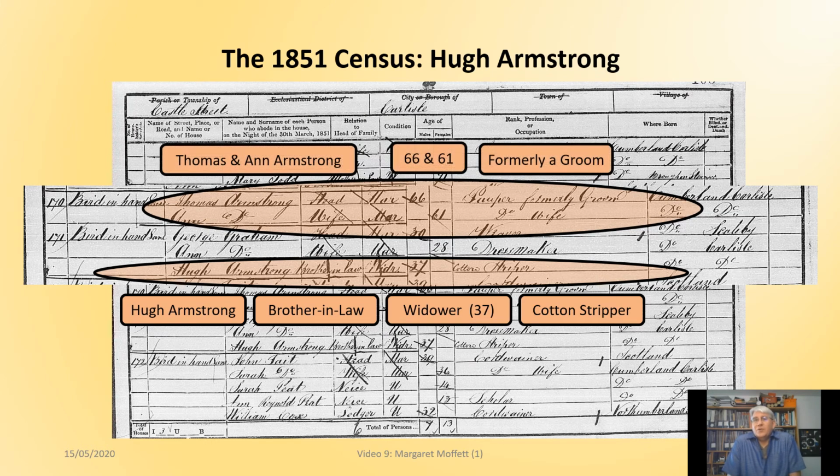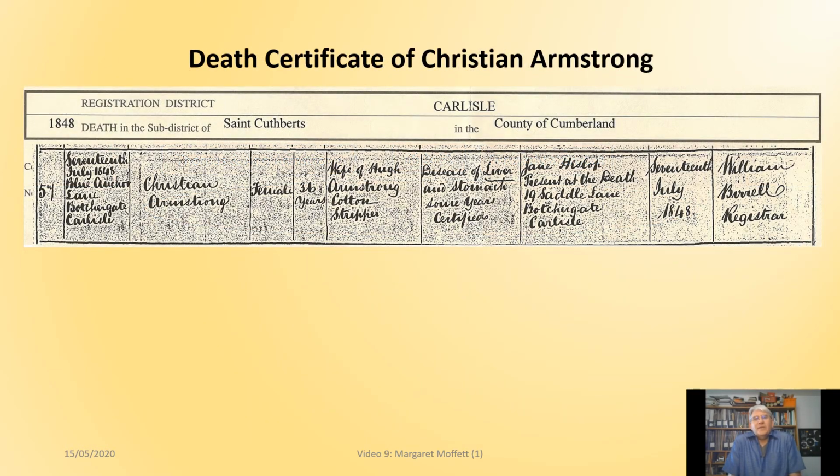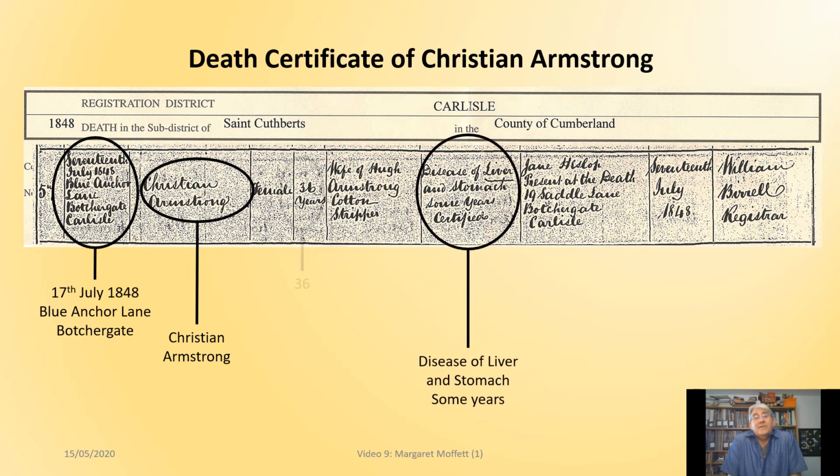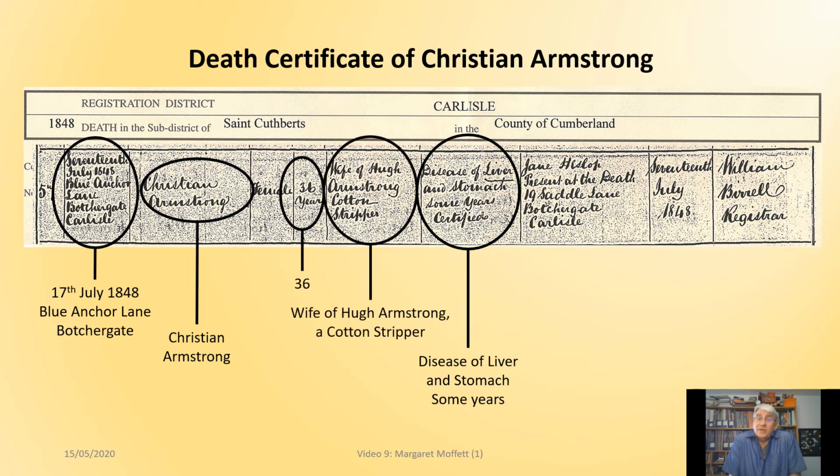Interestingly, they are living next door to Thomas Armstrong, aged 66, a pauper, formerly a groom, and his wife Anne, 61. It's possible to suggest that these are Hugh's and Anne's parents, given that Hugh's father on the marriage certificate was also a groom. A search of the GRO index reveals that Christian died on the 17th of July 1848 of a disease of the liver and stomach, and she'd been suffering from this for several years. She was 36 years old and is recorded as the wife of Hugh Armstrong, who was a cotton stripper.